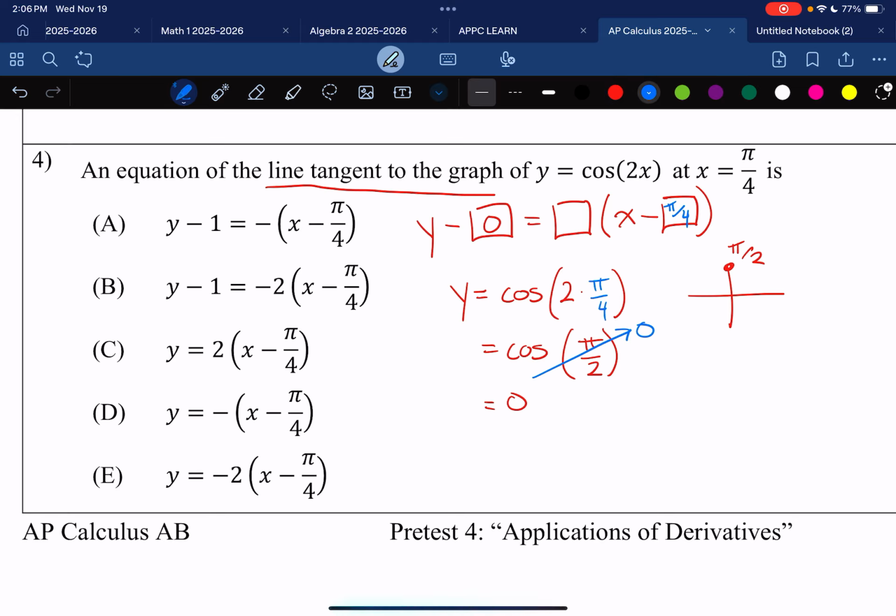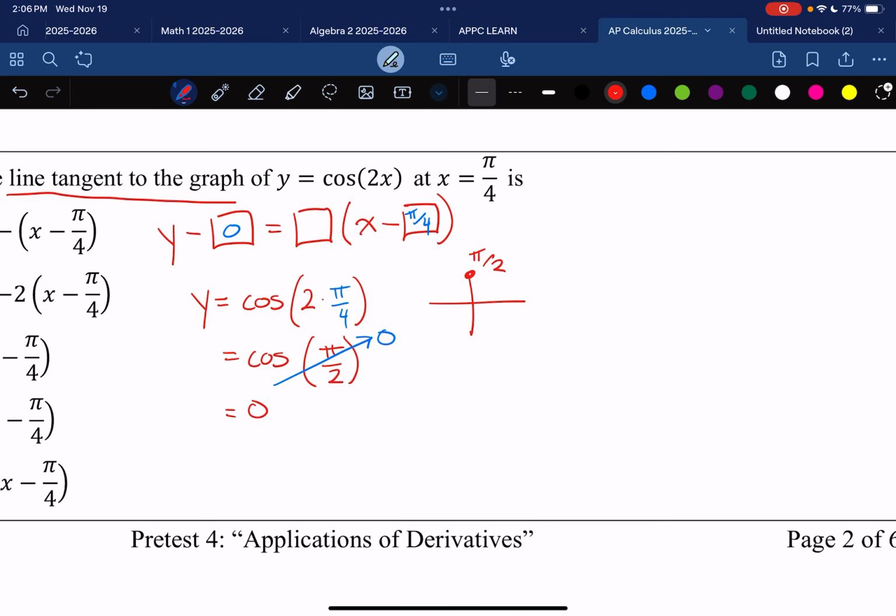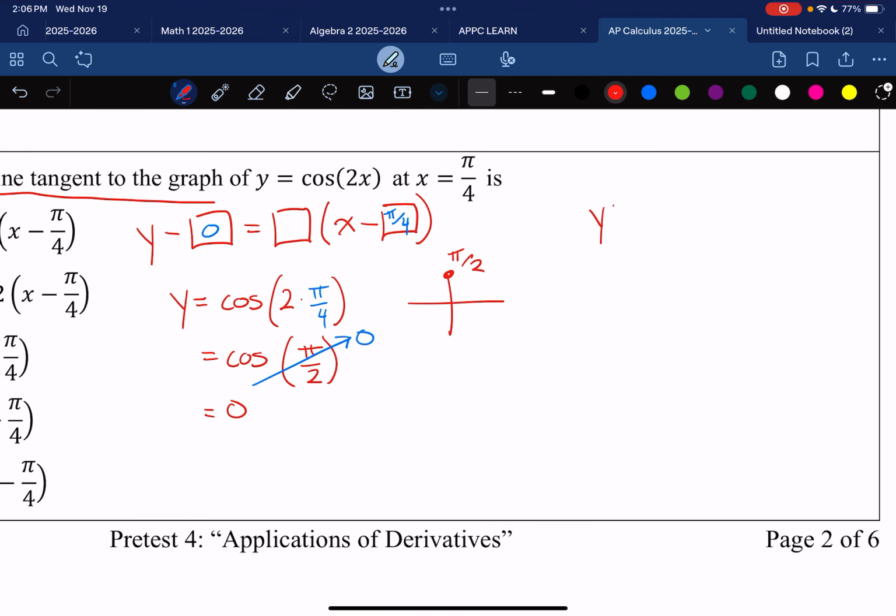Ooh, I'm plugging it in. I want to change my color to blue. And then finally, we need to find the slope. To find the slope, we need to take the derivative of y. We need to find y prime. I'm running out of room. I think I can do it. Oh, wow, there's tons of room over here. Y prime is going to be equal to, okay, the derivative of cosine.